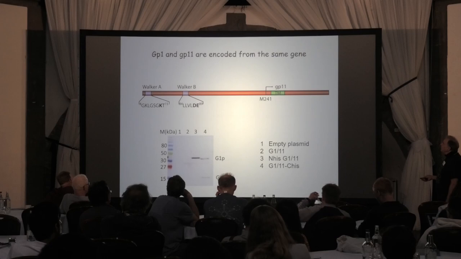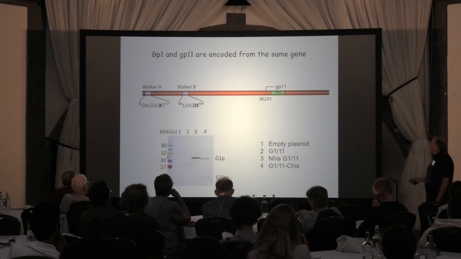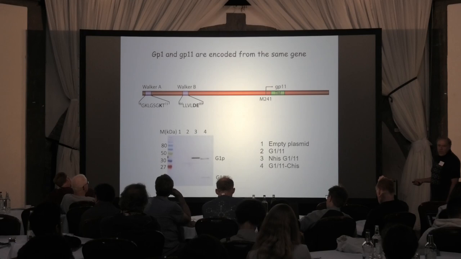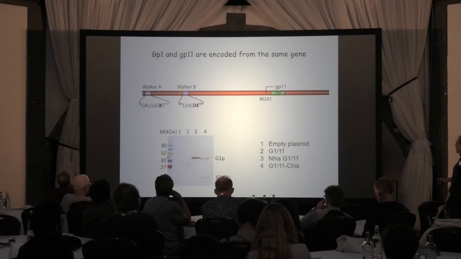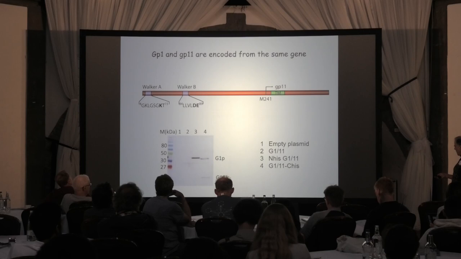Okay, GP1 has ATP binding sites, Walker A and Walker B, which are essential for phage assembly, and they are localized in the cytoplasm of this complex. GP11 does not have this ATPase domain.